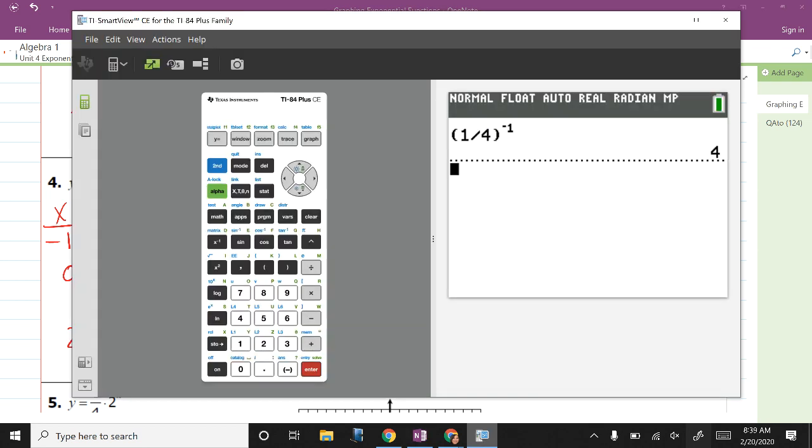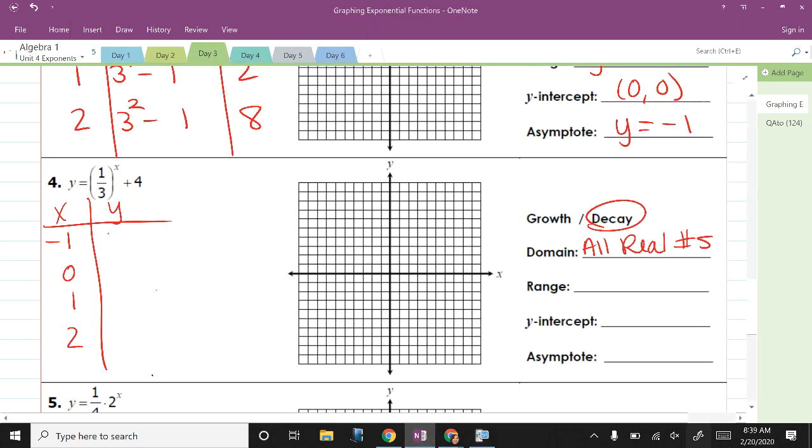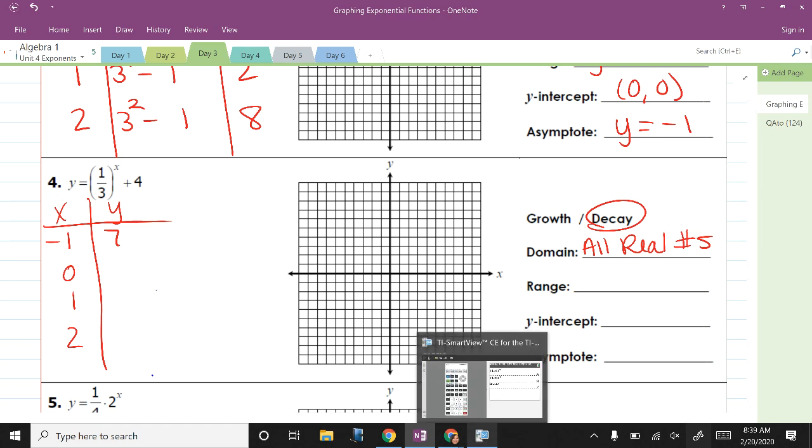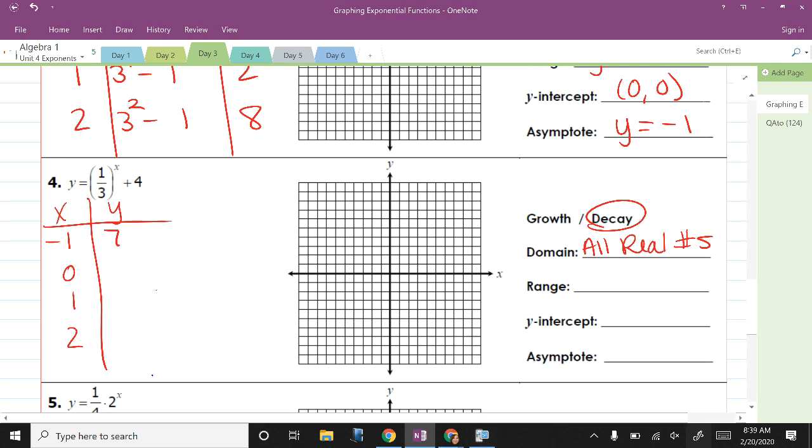So I'm getting out my calculator, I'm doing parentheses, 1/3, close parentheses, raise it to the -1 power, hit enter, and then I add 4, right? So that is 7. I didn't have to punch that in, but you know. So that y value is 7. Is everybody okay with that? Okay, back to my table. I don't have to use my calculator for this, do I? That's going to make 1, right? 1/3 to the 0 power is 1. 1 plus 4 is 5. Good.